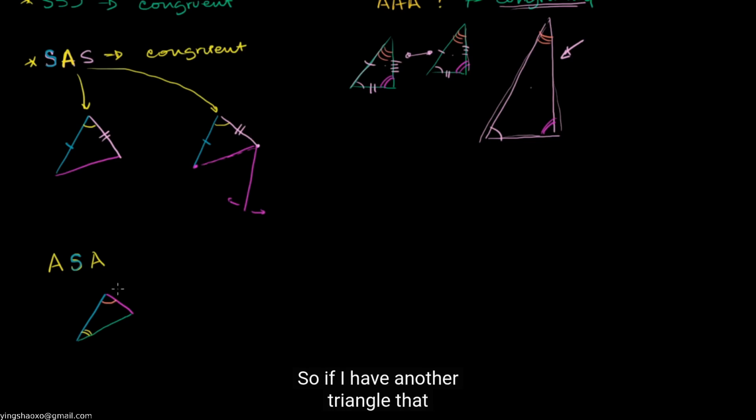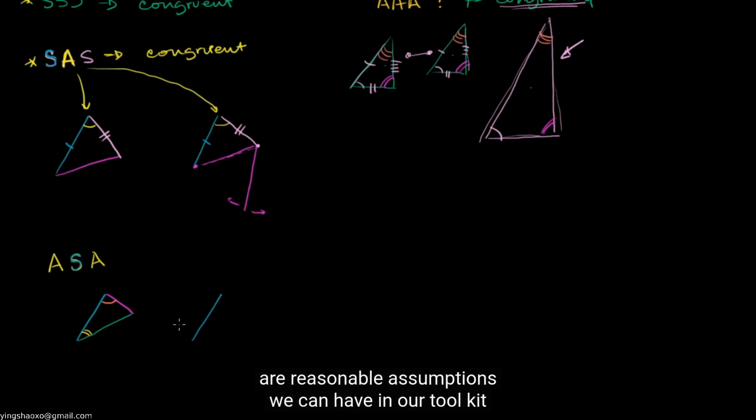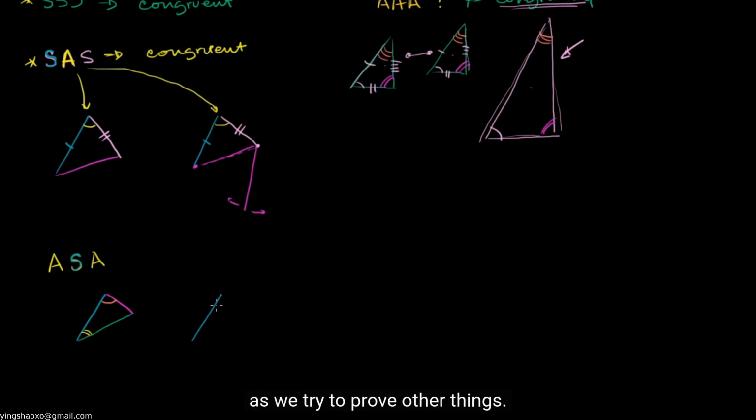So if I have another triangle that has one side having equal measure, I'll use this blue side right over here, so it has one side that has equal measure, and the two angles on either side of that side, or at either end of that side, are the same, will this triangle necessarily be congruent? We're just going to try to reason it out. These aren't formal proofs. We're really just trying to set up what are reasonable postulates or assumptions we can have in our toolkit as we try to prove other things.